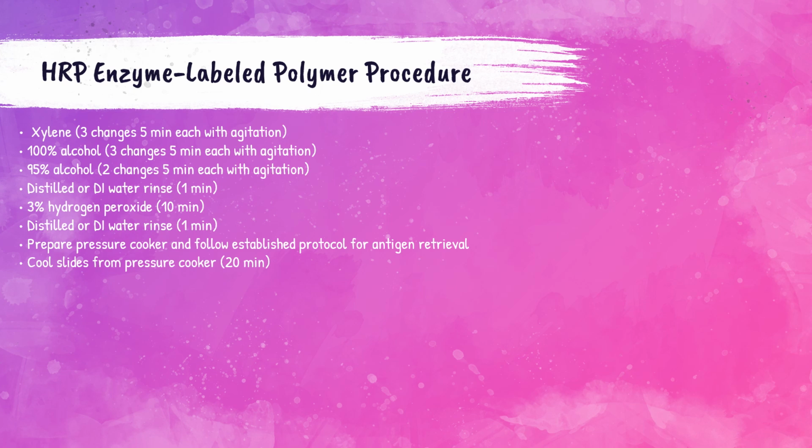After this step, the slide should then be rinsed in distilled or DI water for 1 minute, and DI water is deionized water. After this rinse, the slide should be placed in 3% hydrogen peroxide for 10 minutes. If there's a specimen like bone marrow or a tissue that has a large amount of red blood cells present in it, you may need 20 minutes instead of that 10-minute period. After this step, slides should be rinsed again for 1 minute in distilled or DI water.